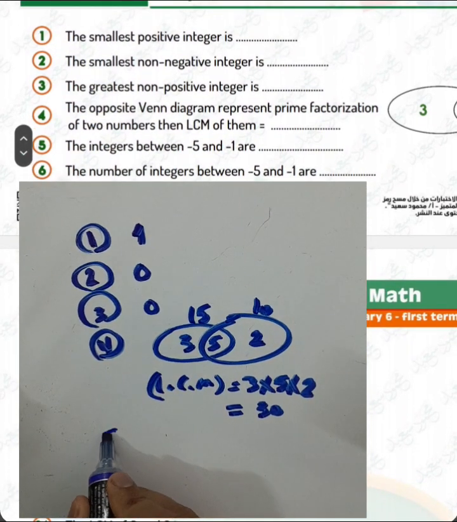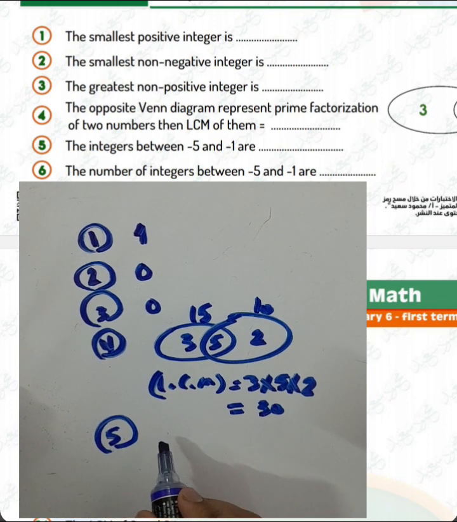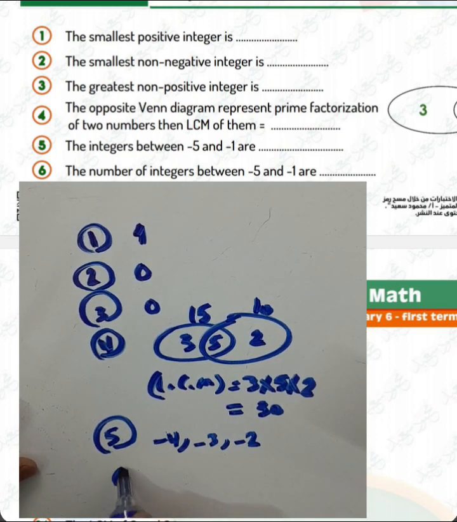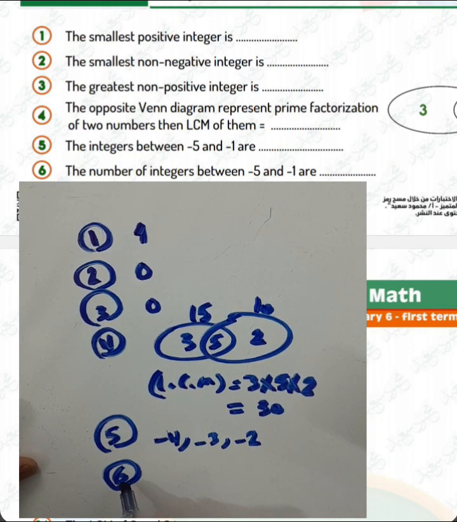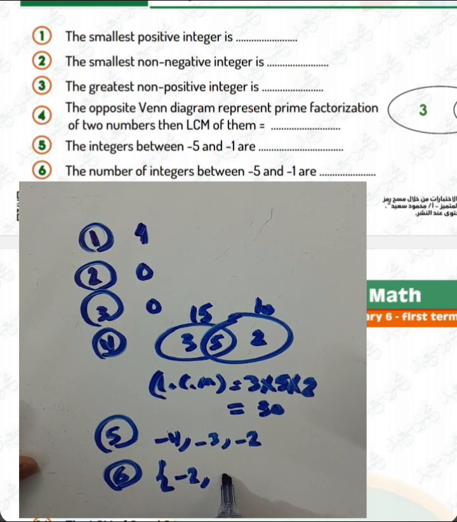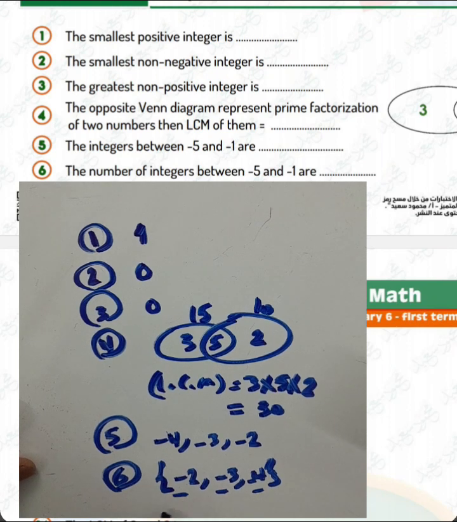Question number 5. The integers between -5 and -1 are -4, -3, and -2. Question 6. The number of integers between -5 and -1, we must count them. We can find all integers that lie between -5 and -1. They are -2, -3, -4. Then we must count them. So the result here, the number of integers, is 3.